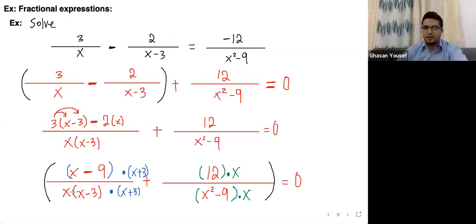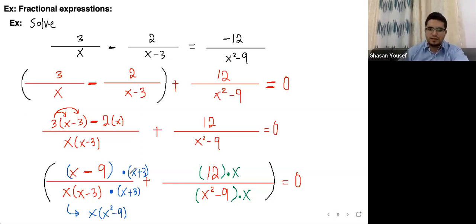Now the denominators are equal. x times (x minus 3) times (x plus 3) is the same as this one. Why? Because if I multiply the denominator here, this is equal. This is x times (x squared minus 9), and the same here, (x squared minus 9) times x. So the denominators for both sides are equal.